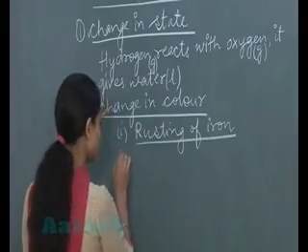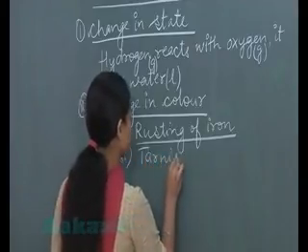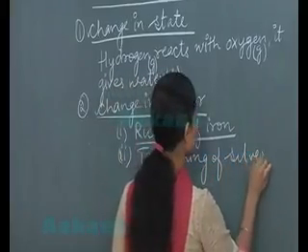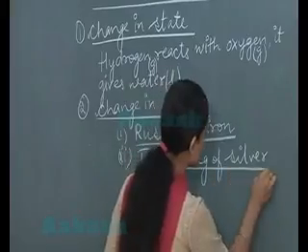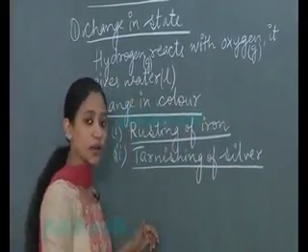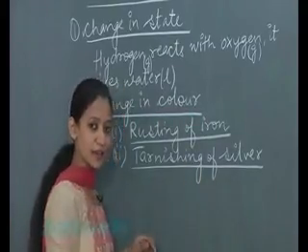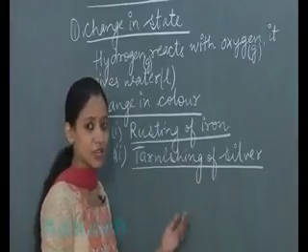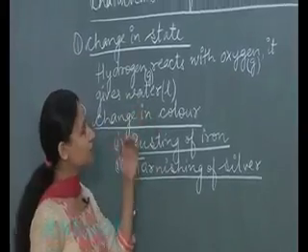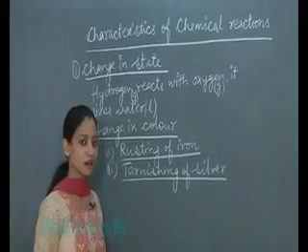Second can be tarnishing of silver. Now students, what is tarnishing of silver? This is actually the corrosion of silver. Silver is silvery in color and the tarnished silver is black in color. So when the color of silver changes into black color, we guess that it has tarnished, or a chemical reaction has occurred. So students, by the change in the state and by the change in the color, we can easily guess whether a chemical reaction has occurred or not.